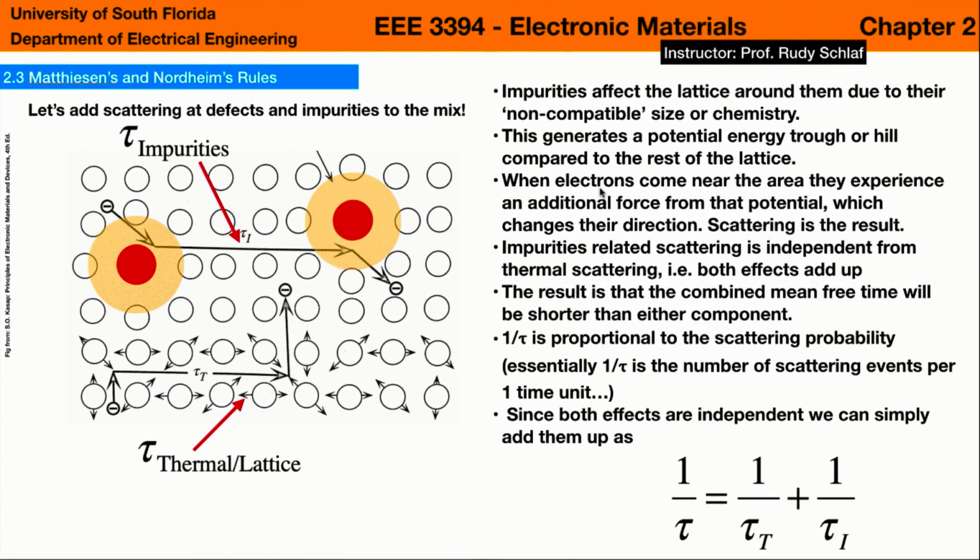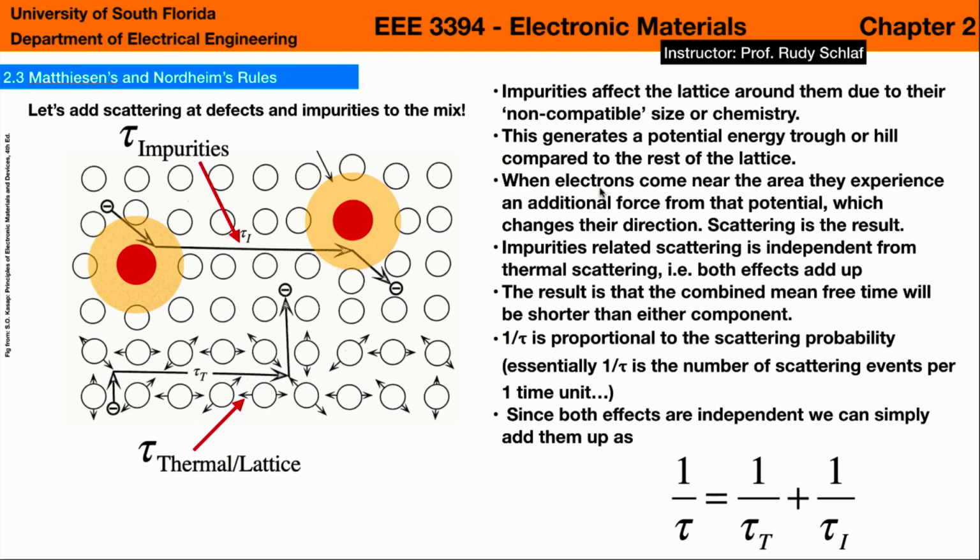In the last subchapter, we saw that lattice vibrations are essentially responsible for resistivity. We were also able to explain that resistivity is proportional to the temperature because of those lattice vibrations. So here in this chapter, we want to see what happens if we add scattering at defects and impurities to the mix, and we want to see how the resistivity changes because of that.